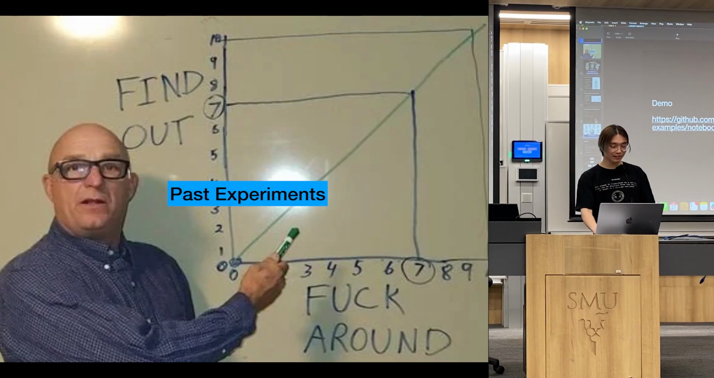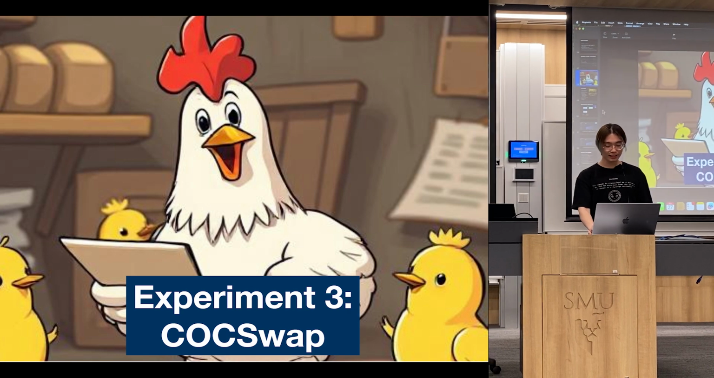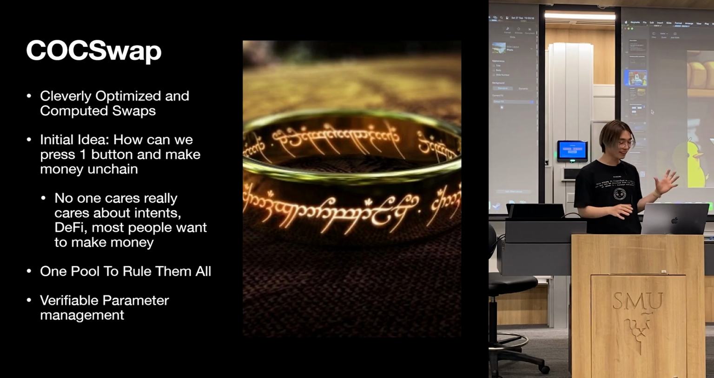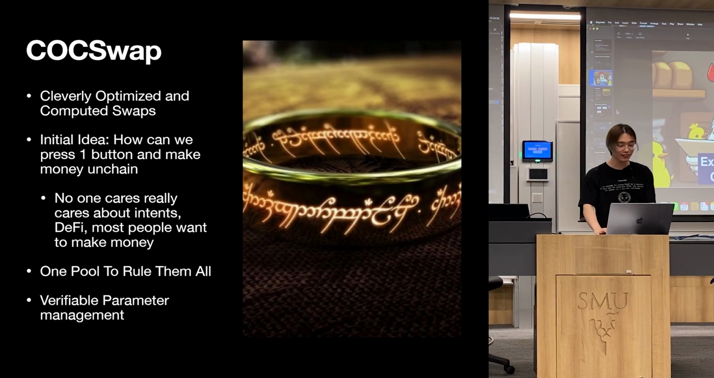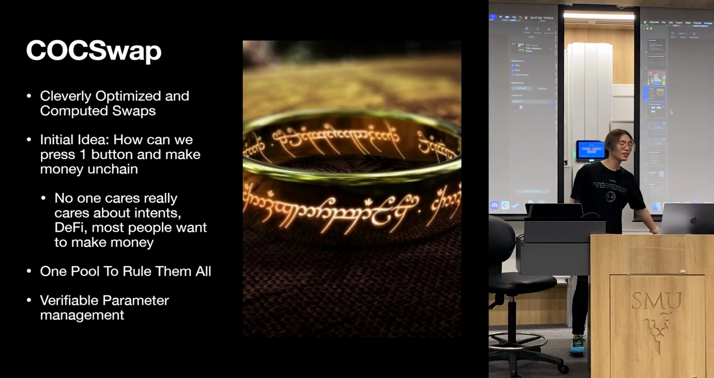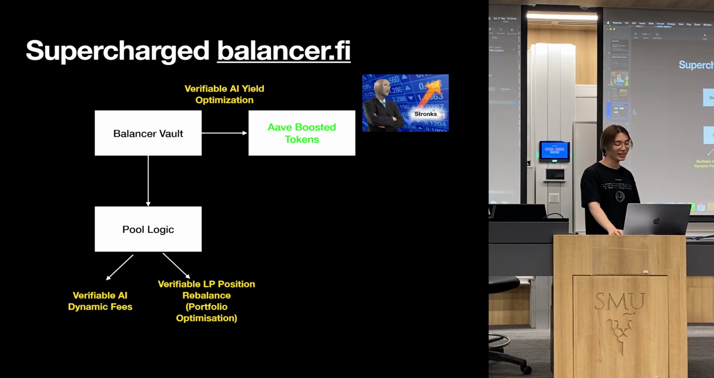Yeah, I'll go through some interesting examples. I don't think I have time to go through all the experiments. But there's one experiment that's live right now. It started as my hackathon project at ETH Denver. It's called CockSwap. It stands for Cleverly Optimized and Computed Swaps at ETH Denver. It was Singapore first, and then I did it at ETH Denver on Balancer instead.